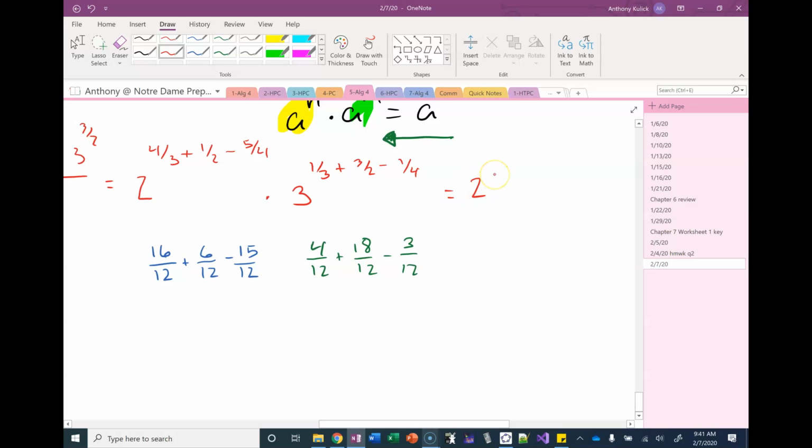So that's going to give me 2 to the 7/12 times 3 to the 19/12. Is everybody okay there? Okay. Again, if you're struggling with the fractions, you can always use your calculator to do those. You guys know how to do that on your calculator?